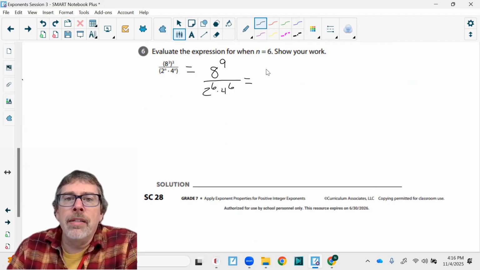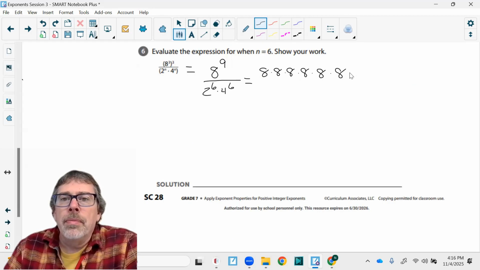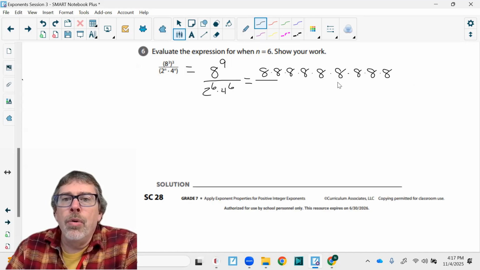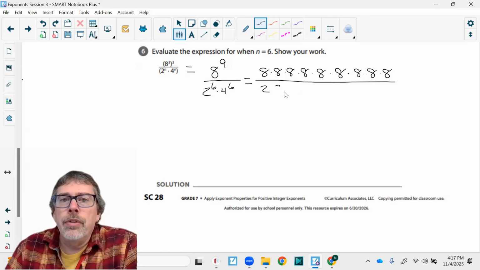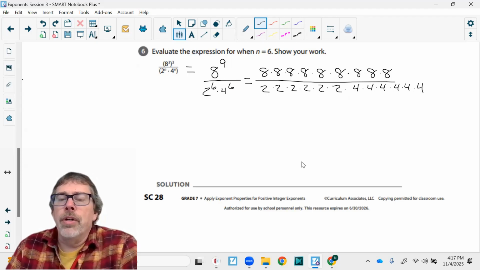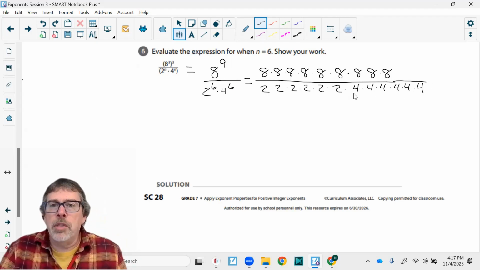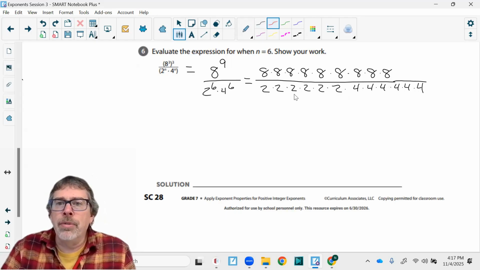So 8 to the 9th is 8 times 8 times 8 times 8 times 8, nine 8s. I'm doing this for a reason. All over 1, 2, 3, 4, 5, 6 2s, and 1, 2, 3, 4, 5, 6 4s. Okay, that's expanded.